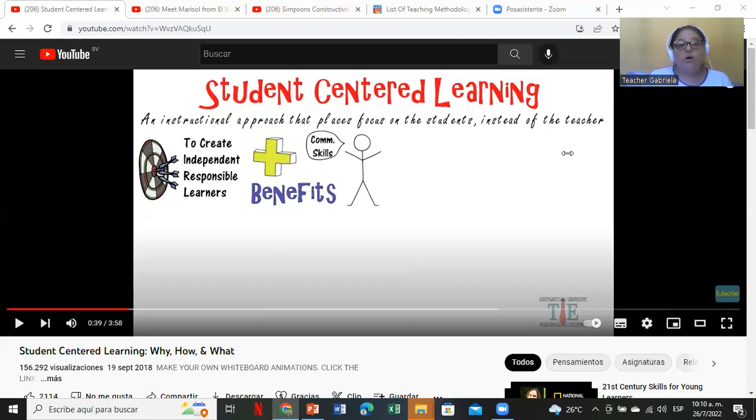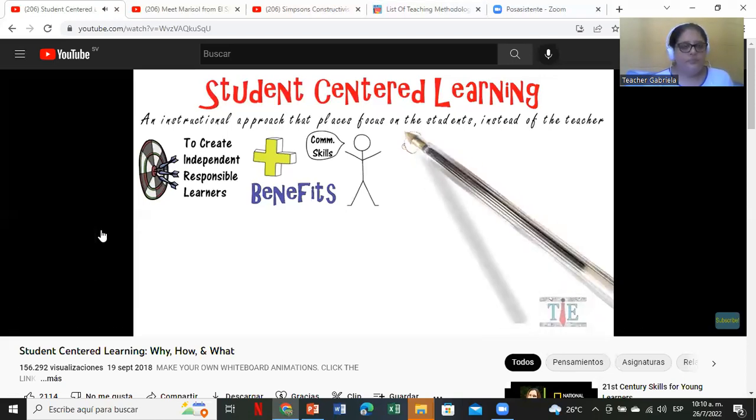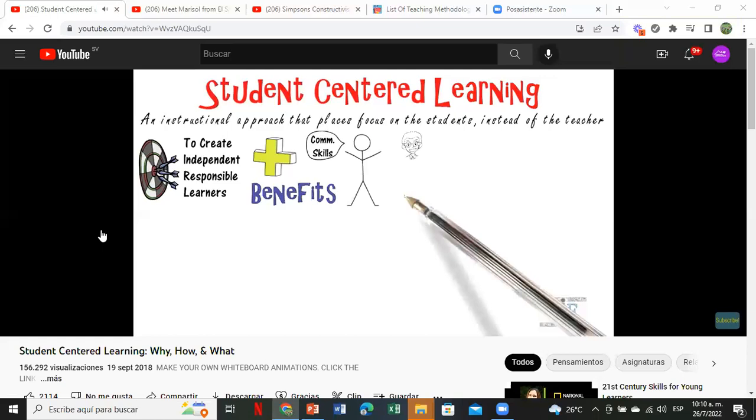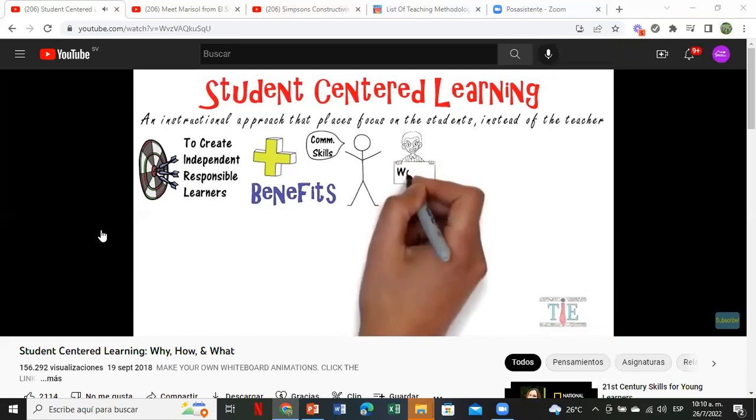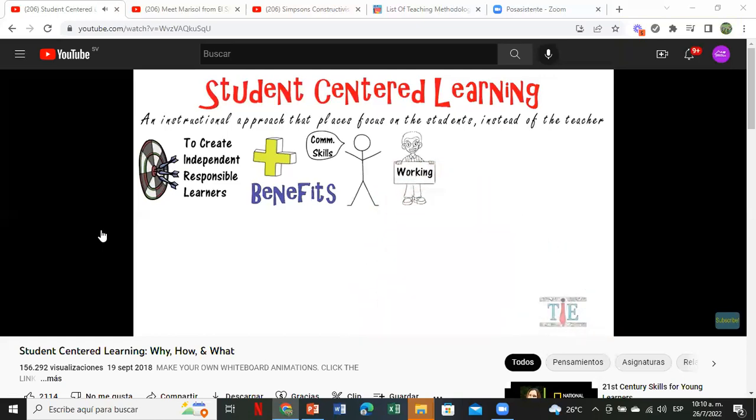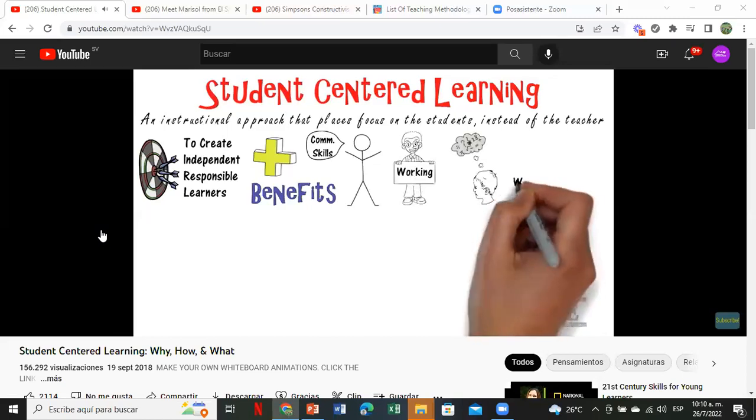No. Okay, so just to take it into account. Teachers enjoy using this model because students are engaged in their work and on task. Students are constantly working. Students utilize higher order thinking skills through inquiry-based learning and problem-solving activities.